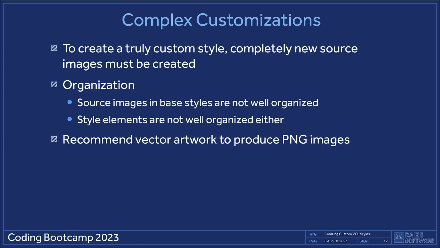I highly recommend using vector artwork to produce your PNG images. And the reason for that is you will undoubtedly need to tweak it. The circle you first make for a radio button isn't big enough. You need it to be 1 pixel larger, or 2 pixels smaller. Having to erase a raster image and then recreating it becomes very tedious, whereas if it's vector based, you can do that.